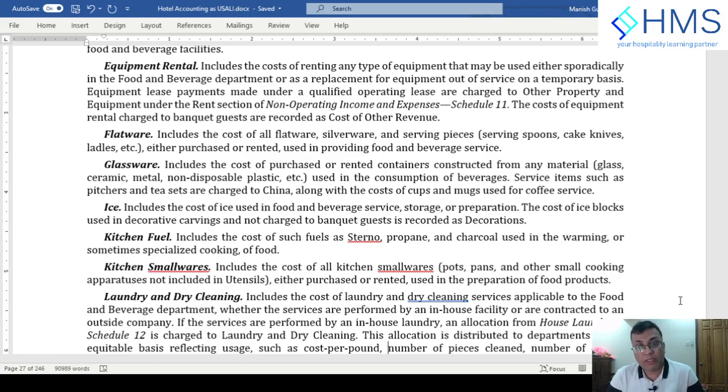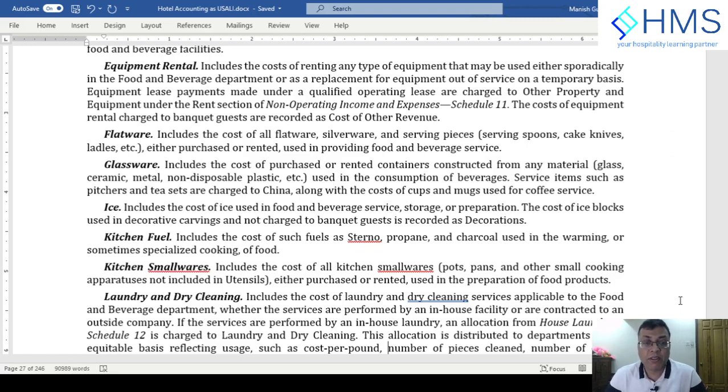Then you have kitchen fuels. It may be natural gas, Sternos, propane, or charcoal, used for warming or sometimes specialized cooking of food, or in normal cooking. But when you are using electric equipment, there is no kitchen fuel involved. Only the burners where you are using gas or charcoal will be consuming kitchen fuel. So the cost of providing the fuel for those equipments will also go to the kitchen fuel.